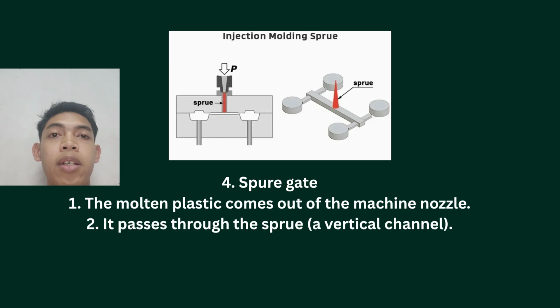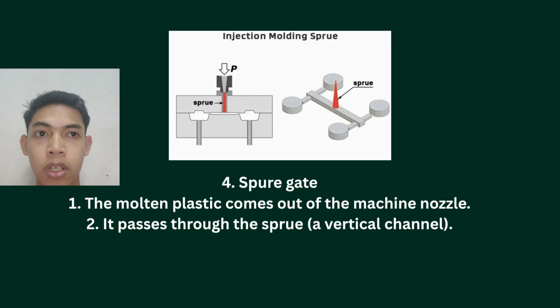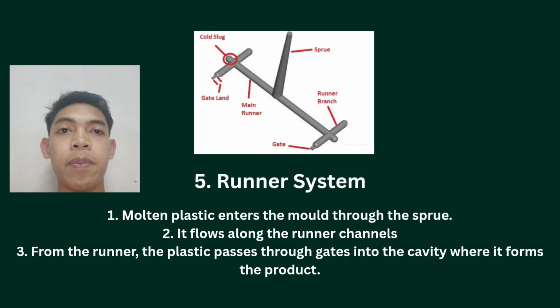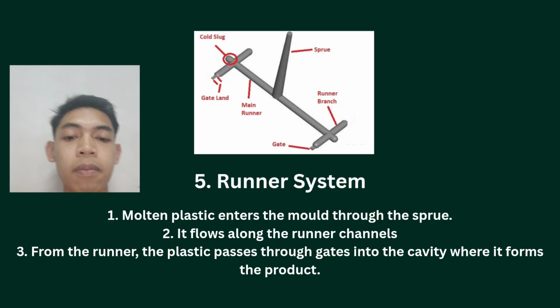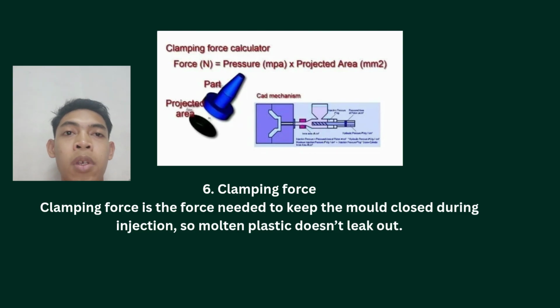Next is the sprue. The molten plastic comes out of the machine nozzle. It passes through the sprue, a vertical channel. And the last, the runner system. First, molten plastic enters the mold through the sprue. It flows along the runner channel. From the runner, the plastic passes through the gate into the cavity where it forms the product. So for the clamping, clamping force is the force needed to keep the mold closed during injection so molten plastic doesn't leak out. There is a formula in the diagram.